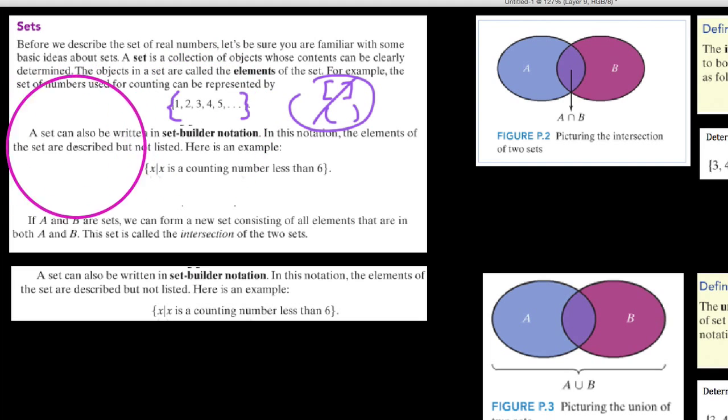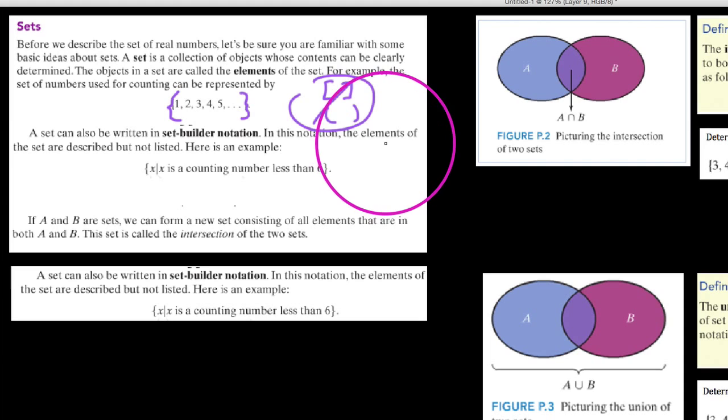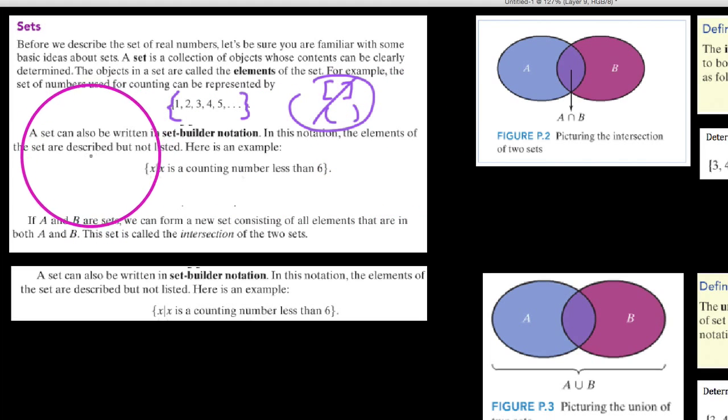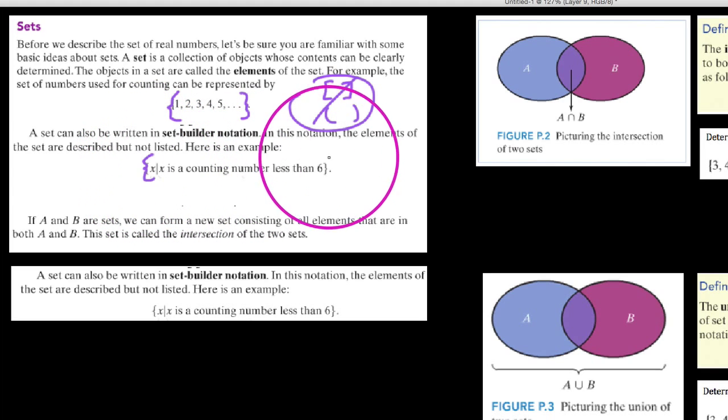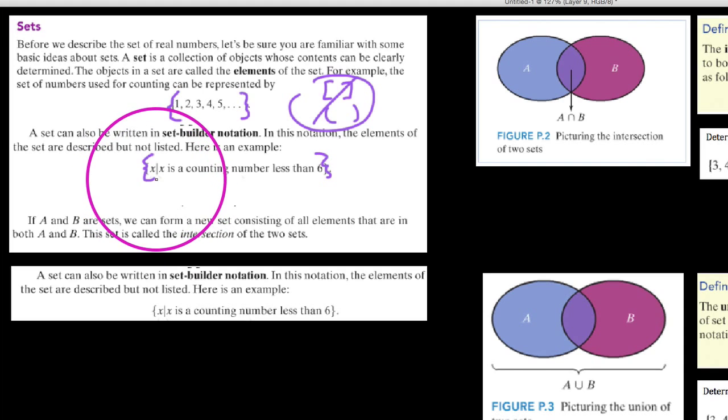Another convenient way to write a set, as a matter of fact, is using what we call set builder notation. In this notation, we say the elements of the set are described but not listed. So for instance here, this is the set of all x values, where now I put this vertical bar. And on the right side of this bar we're just going to describe what the x values are. So we say they're all x values given that x is a counting number and it's less than 6. So we could say that the set of that would be just this set here.